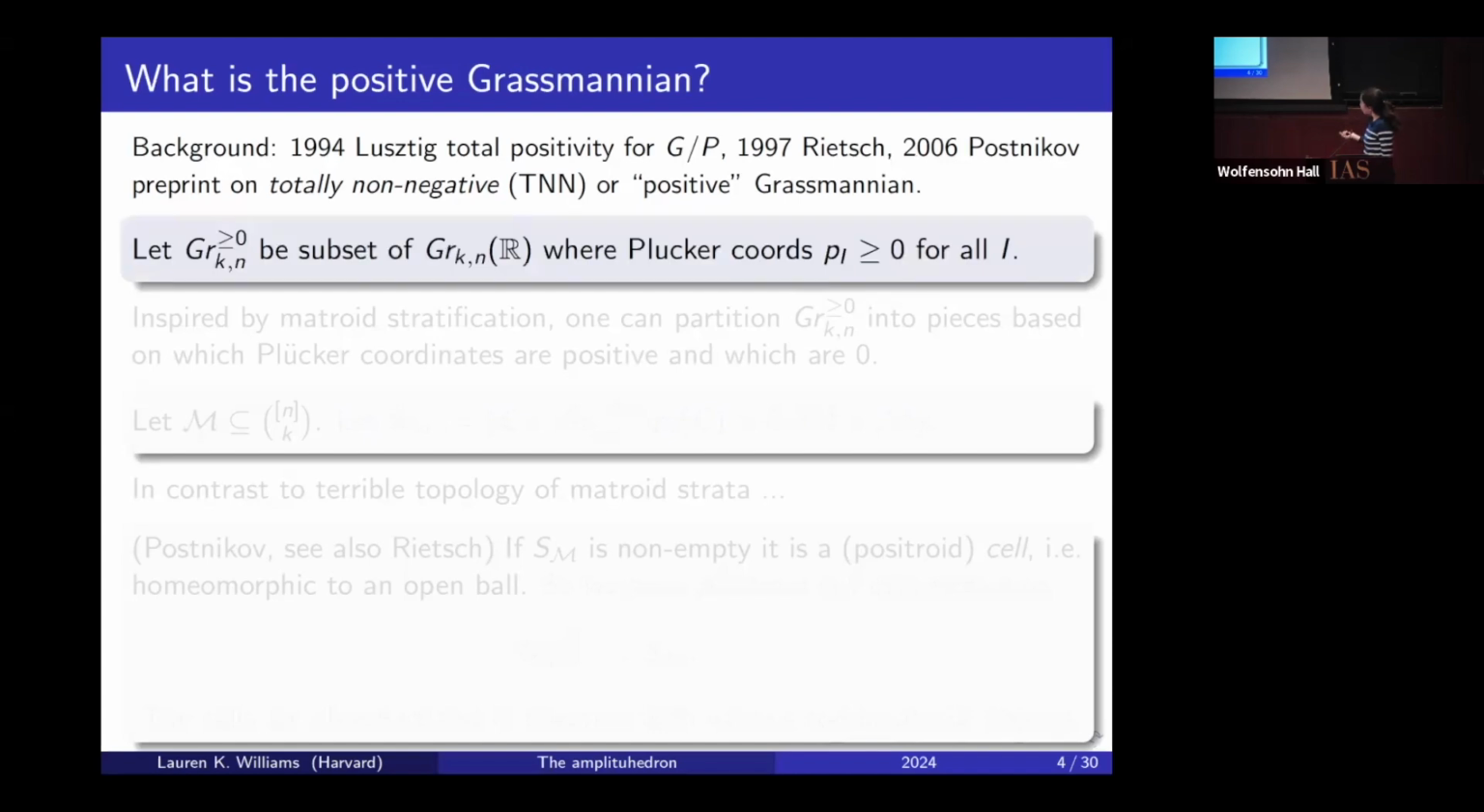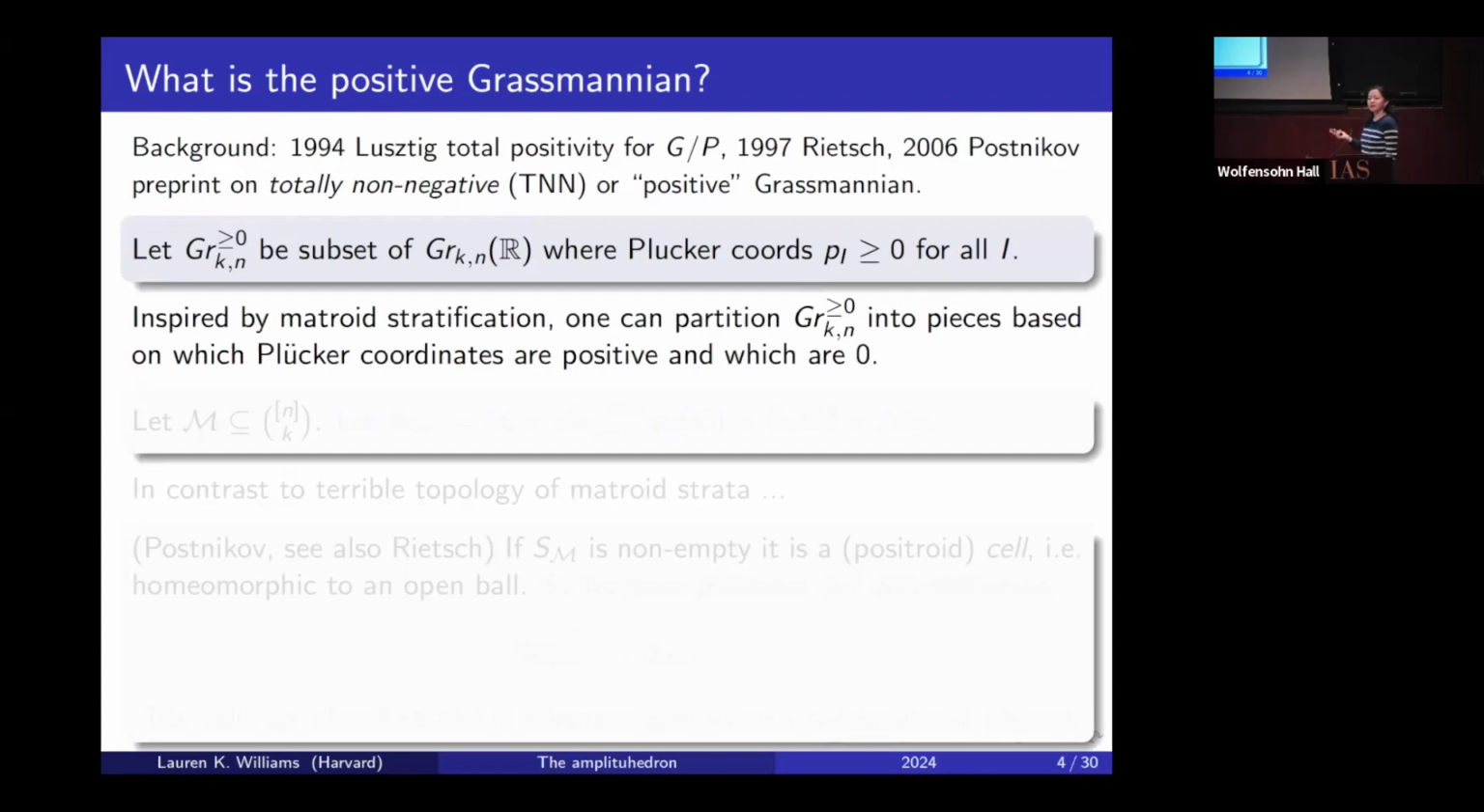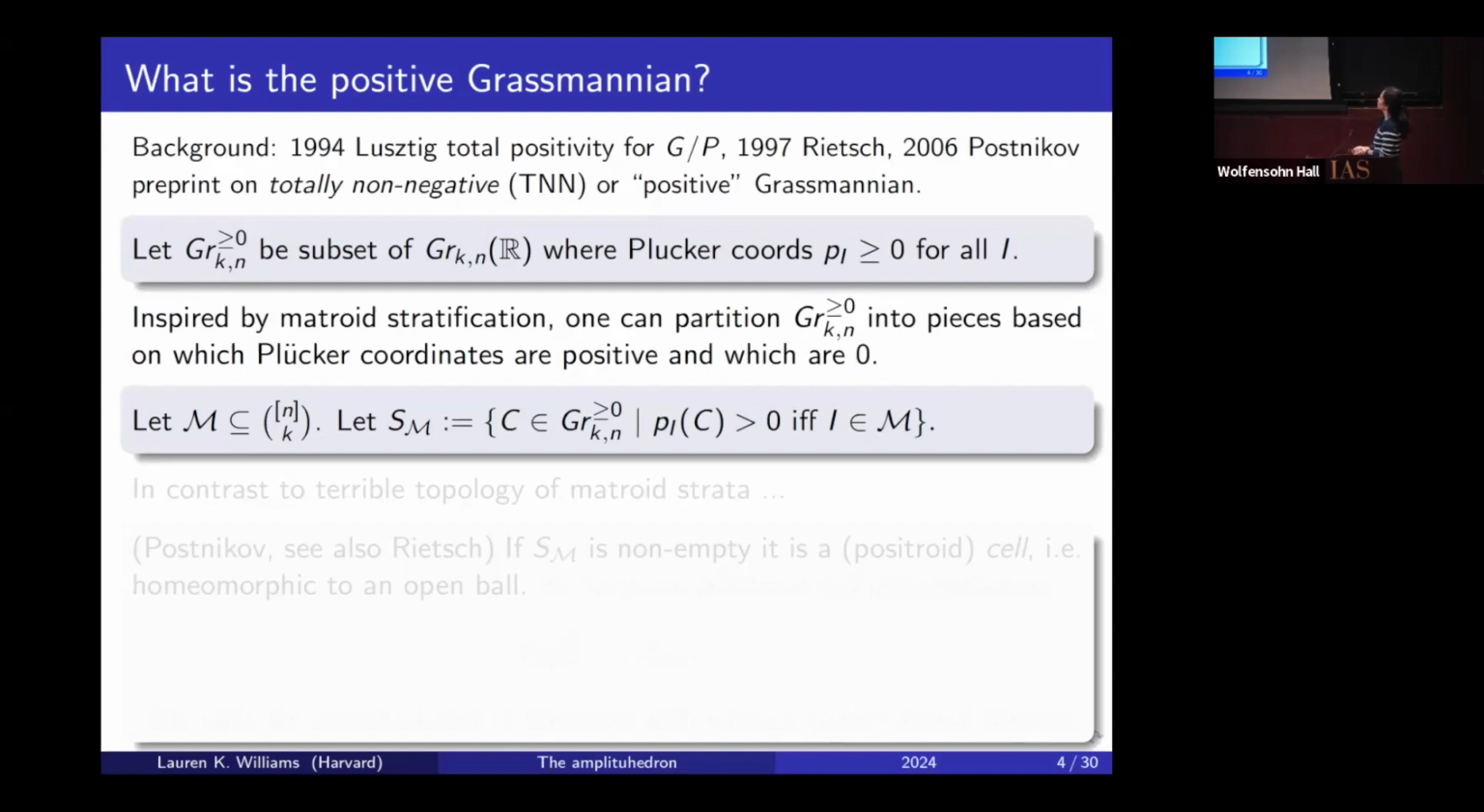We will define the positive Grassmannian to be the subset of the real Grassmannian where Plücker coordinates are always non-negative. Inspired by this matroid stratification, we can partition the positive Grassmannian into pieces based on which Plücker coordinates are strictly positive and which are 0. Let's do the same thing we did before. Take your favorite collection M of k-element subsets of 1 through n, and let S_M be the subset now of the positive Grassmannian where your Plücker coordinate P_I is positive if and only if I belongs to that collection.